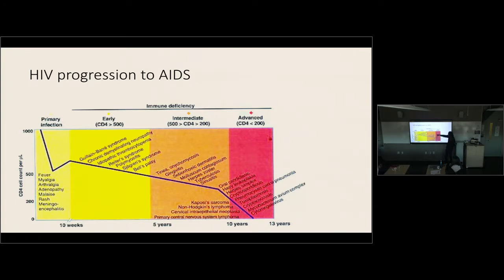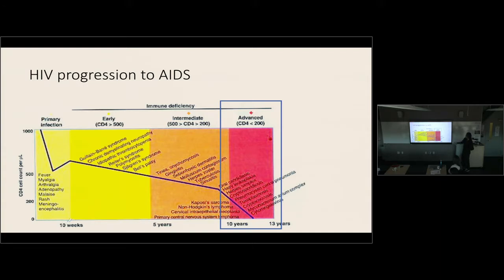And then once you start to get below 200, this is when all the really serious infections happen. So all the things I mentioned on the other side, PCP, toxoplasmosis, whatever it is, all happens after the 200. And so we define AIDS as when your CD4 is less than 200, or if you see any of these infections, because functionally you're acting like somebody who has a low CD4 count.